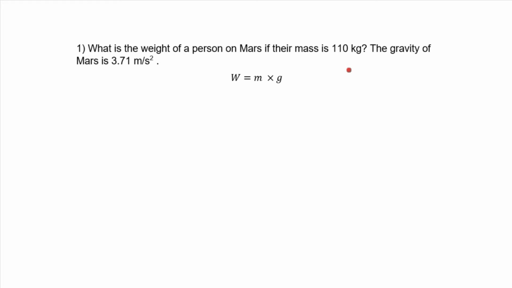Now we were given our mass, that is 110 kilograms, and we are also given the gravity on Mars, that is 3.71 meters per second squared. We simply multiply them, and we get a weight of 408 newtons. Remember, a newton is simply a kilogram times meter over second squared. So we didn't have to do anything with our units here.